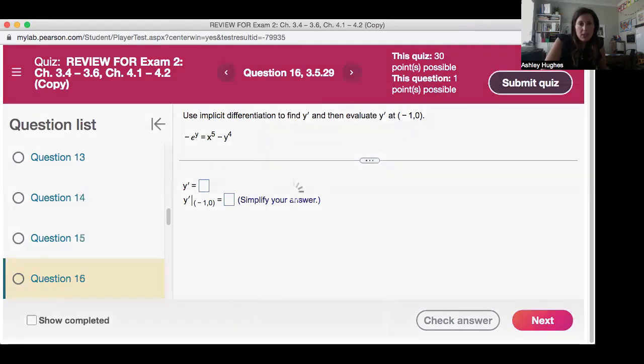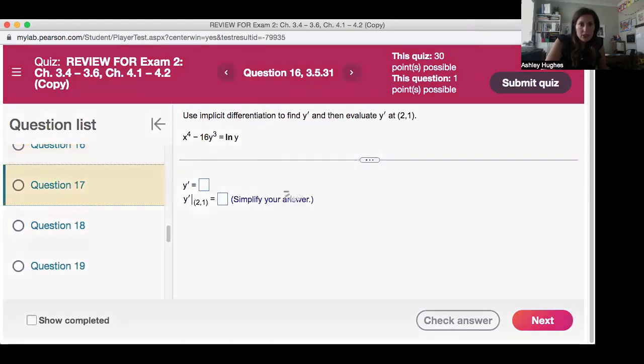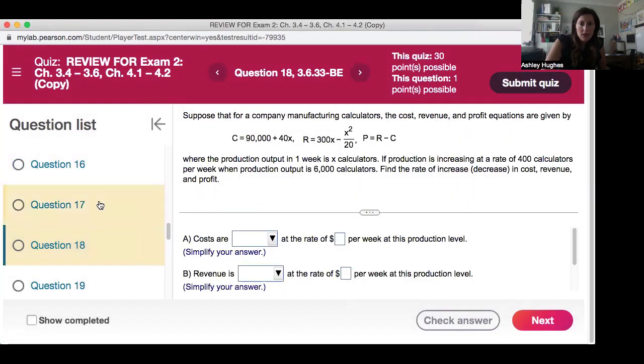Okay, almost halfway there. How many implicit differentiation questions are there? Okay, I'm gonna let you do the next. Yeah, I already did a lot of implicit review.